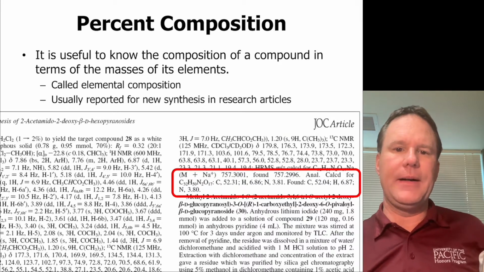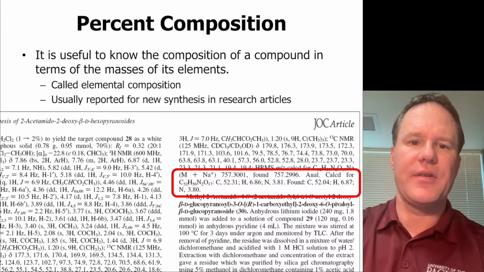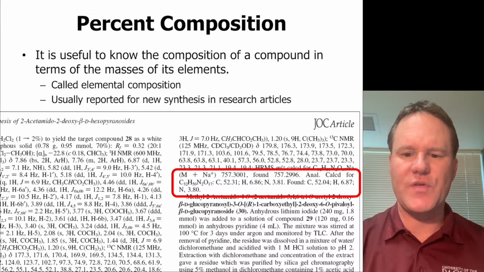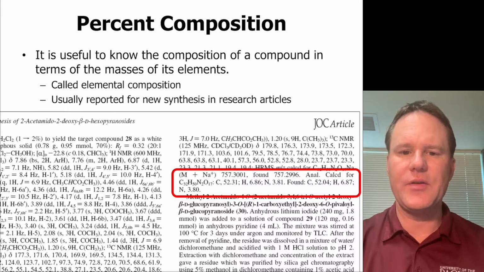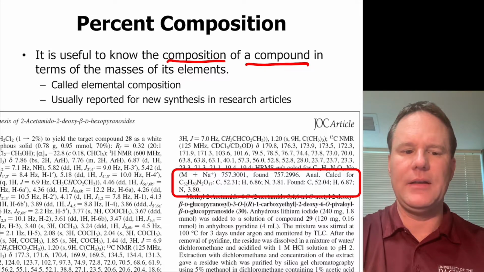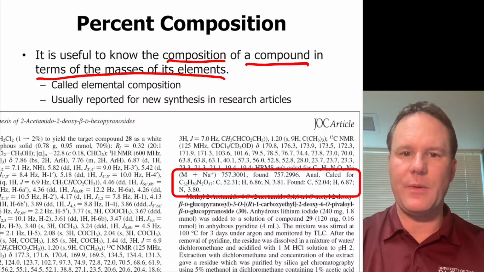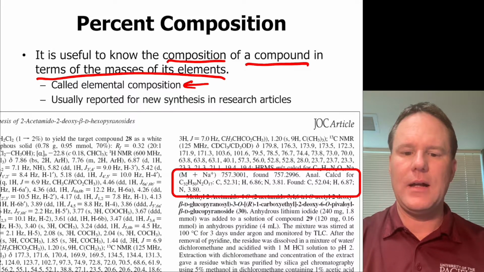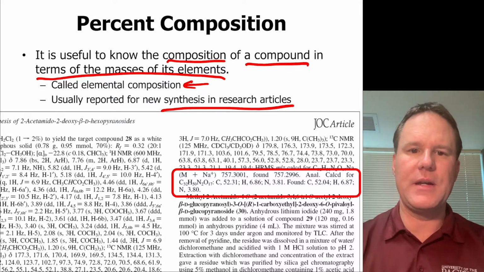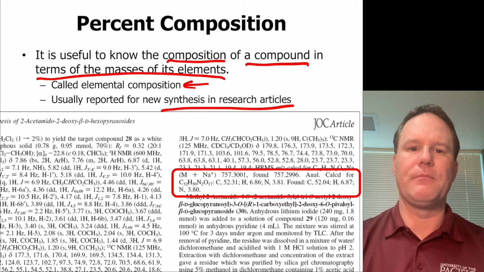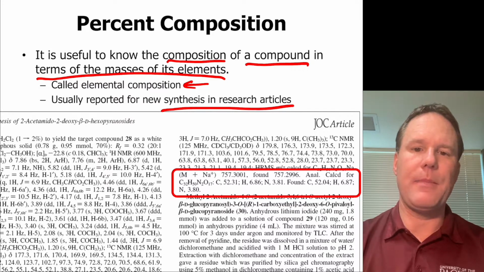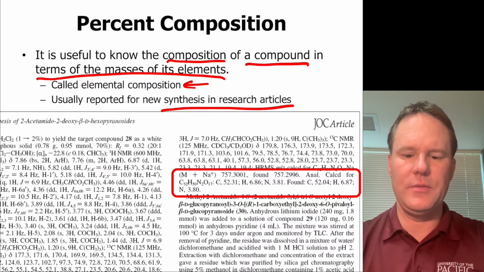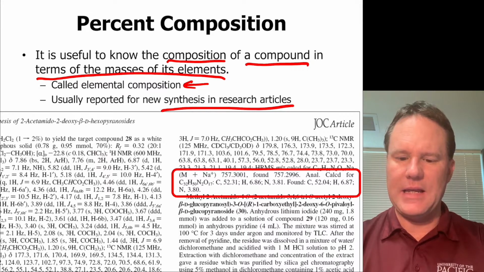Now the next topic, and this is going to be the first serious kind of calculation for us in this chapter, is percent composition. So oftentimes it's useful to know the composition of a compound in terms of the masses of its elements. Why? Because that's what we measure directly, and this is called elemental composition. And in new synthesis research articles, which means that when let's say an organic chemist makes a new compound or synthesizes a compound that was found in nature, and then wants to show that it's the same one, what they typically do is look at this.